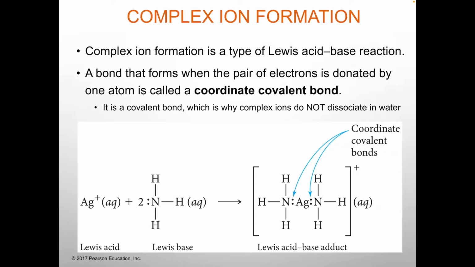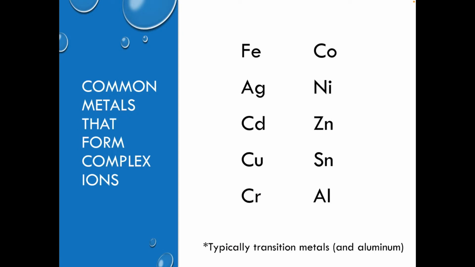So again, complex ion formation is a type of Lewis acid-base reaction where our Lewis acid will be our metal, our ligand will be our Lewis base, and then we are forming coordinate covalent bonds in that Lewis acid-base adduct. Okay. And again, these are covalent bonds, so that's why this whole thing stays together when it's in water. It doesn't dissociate because it's not an ionic bond. We're not seeing a transfer of electrons here. We are having that Lewis base donate its electrons to the Lewis acid, but it forms a bond. It doesn't transfer those electrons, it forms a bond between those two atoms.